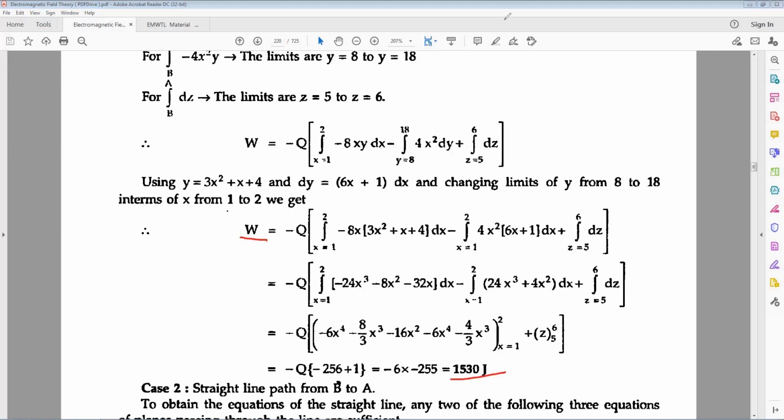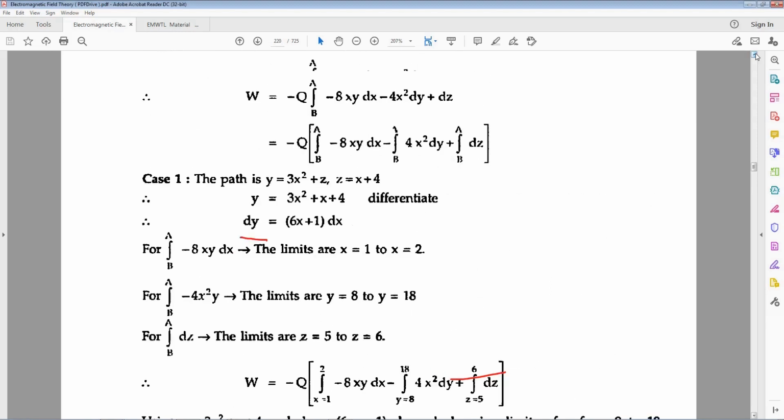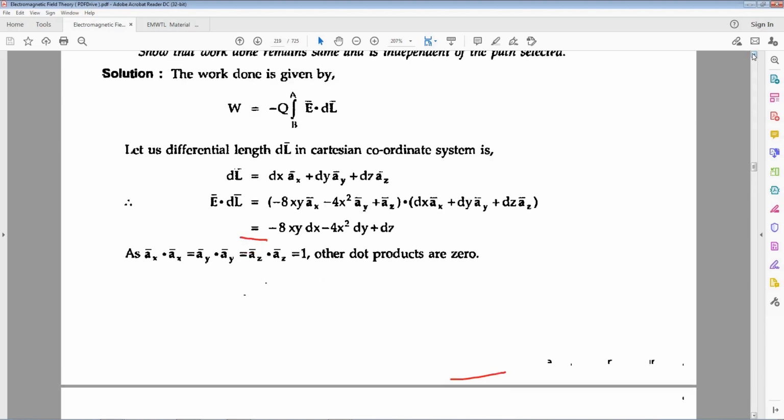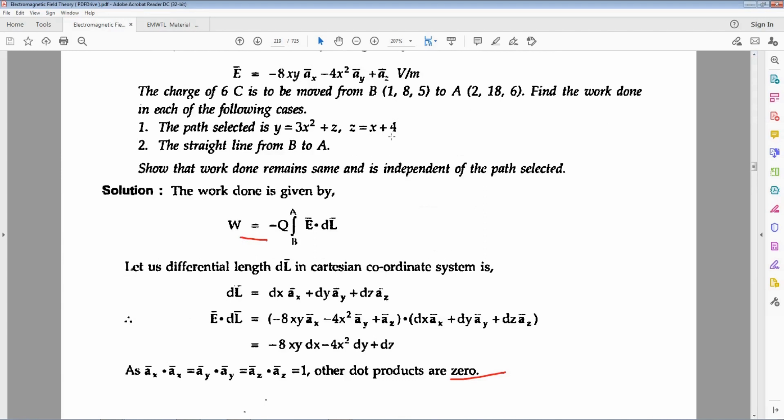That is for y given 3x square plus z, and z is equal to x plus 4. Okay, my dear students. The work done for the path is selected. Y is equal to 3x square plus z, and z is equal to x plus 4.